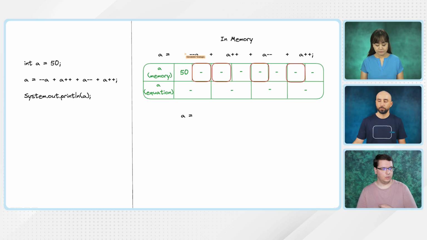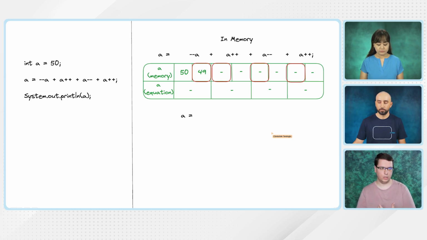Okay. But the first thing in the equation is minus A, right? So we have pre-decrement. So before we put anything in our equation, before we take any value from A, what we need to do? We need to decrease the value by 1. So here, the value is gonna be 49. And since this is again pre-decrement, which value should I pick? Should I take 50 or 49?